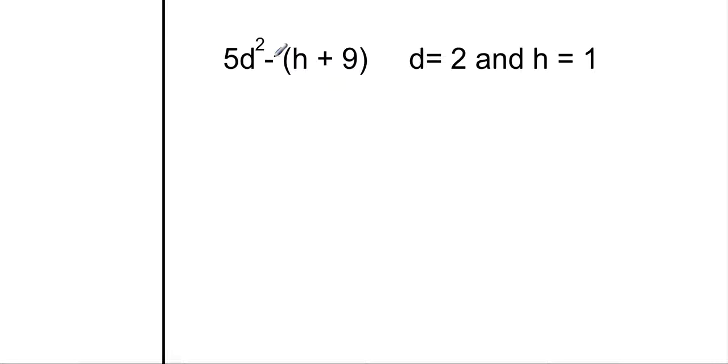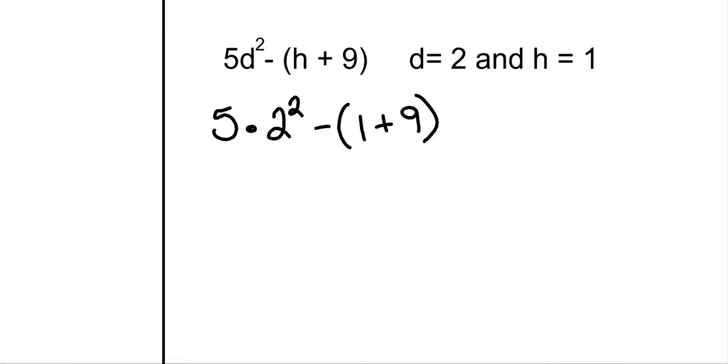5d squared minus parentheses h plus 9 parentheses when d equals 2 and h equals 1. So let's just get it substituted in first. So we'd have 5 times d, which is 2, and that's to the second power, minus h, which would be 1, plus 9. So now I want you to go solve it, and when you're done, check your answer with mine. So stop the video now.